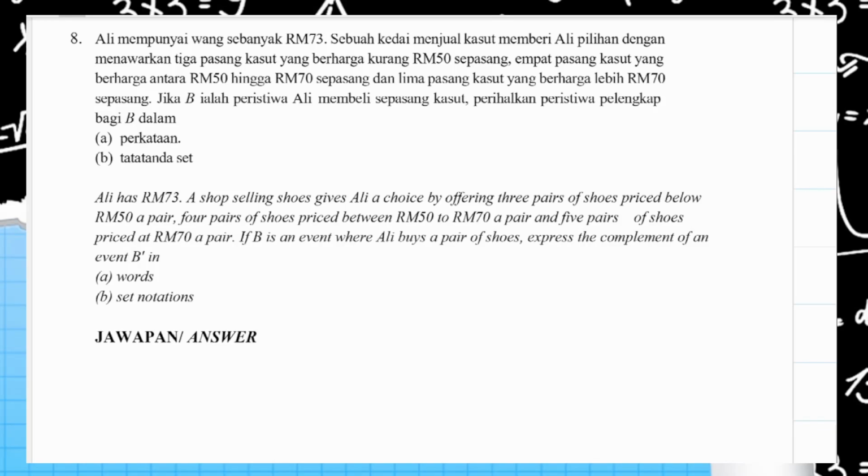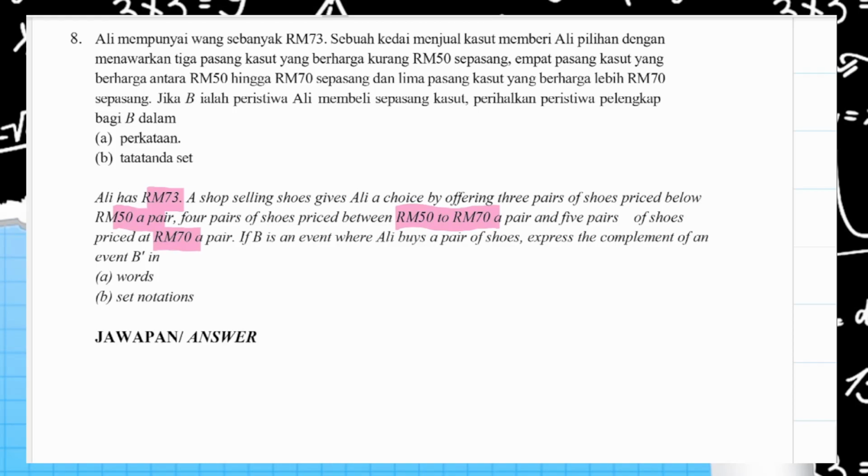Okay, question number 8. We read the question. Ali has RM73. A shop selling shoes gives Ali a choice by offering 3 pairs of shoes priced below RM50 a pair, 4 pairs of shoes priced between 50 to 70, and 5 pairs of shoes priced at 70.